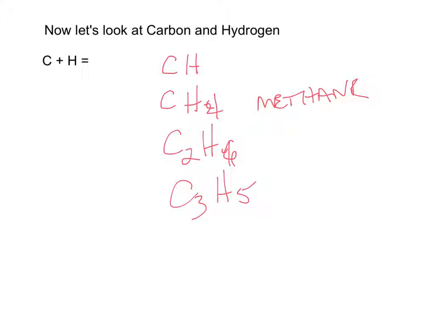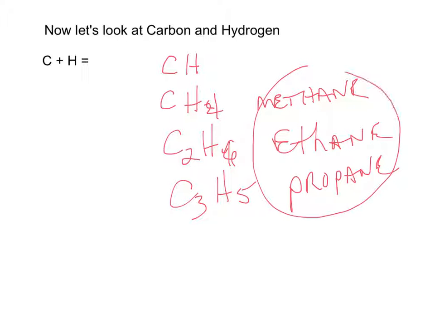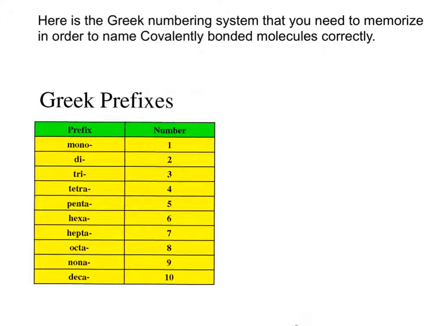If I got two carbons here, we would call that ethane. Three carbons is called propane. So there are specific naming rules. Then this is organic, which you don't have to memorize. But as you can see, I can take a carbon and a hydrogen, and I can have different combinations of it. So once again, I need a new naming system for these compounds.